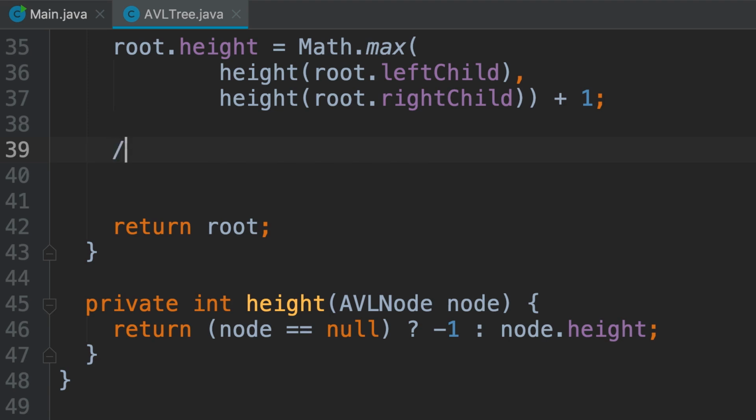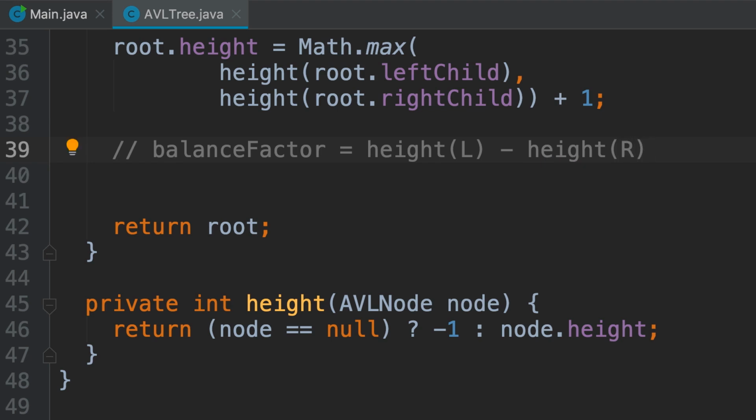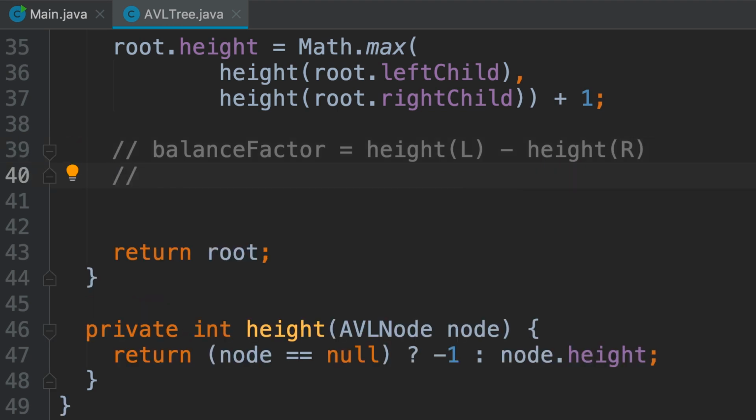So here we're going to introduce a new concept called balance factor, and that is equal to height of the left minus height of the right subtrees. So if the height of the left subtree is 5 and the height of the right subtree is 4, the balance factor is 1, we're good. The difference is only 1. However, if the height of the right subtree is 3, now the balance factor is 2. That means our tree is unbalanced. In this case, our tree is left heavy because the difference is greater than 1.